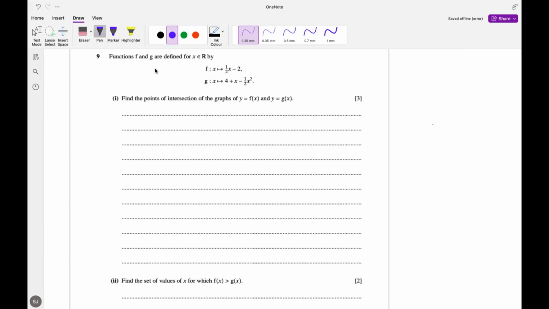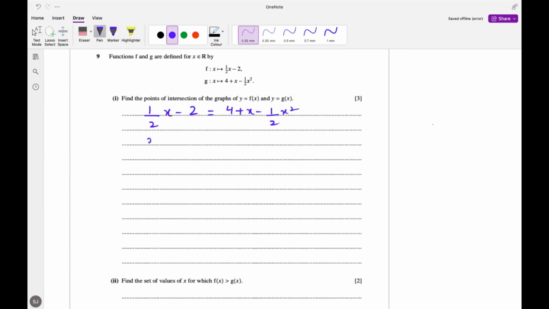In question 9, we have two functions f and g. In part 1, we have to find the points of intersection of y equals f of x and y equals g of x. To find the points of intersection, we'll solve their equations simultaneously. So we'll write the function f of x, which is half x minus 2, is equal to g of x, which is 4 plus x minus half x squared.